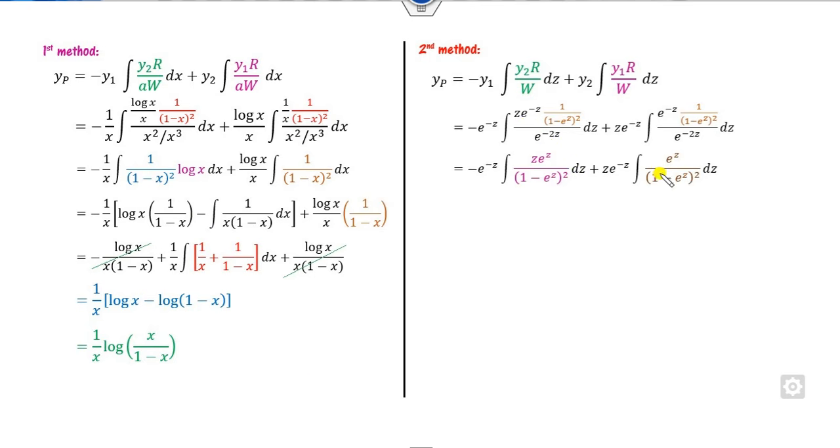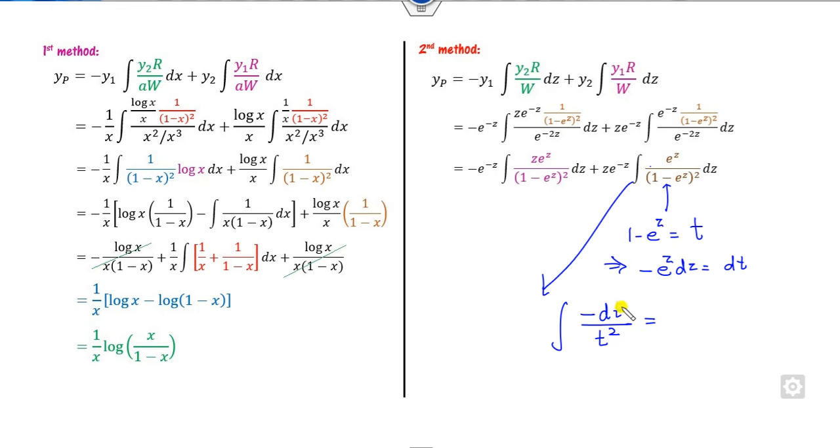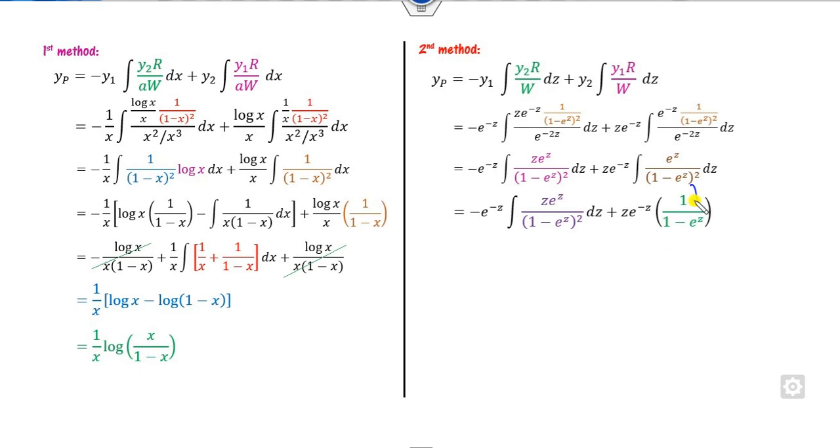Now how can you solve them? Firstly I can try to solve this part. I can take e raised to the power of this, say y, or instead of y, t, then minus e raised to the power z dz is my dt. I can substitute this limit as here, it is minus dt over t square. What is the integration of this? It is 1 over t. So what is 1 over t? That is 1 over 1 minus e raised to the power of this.